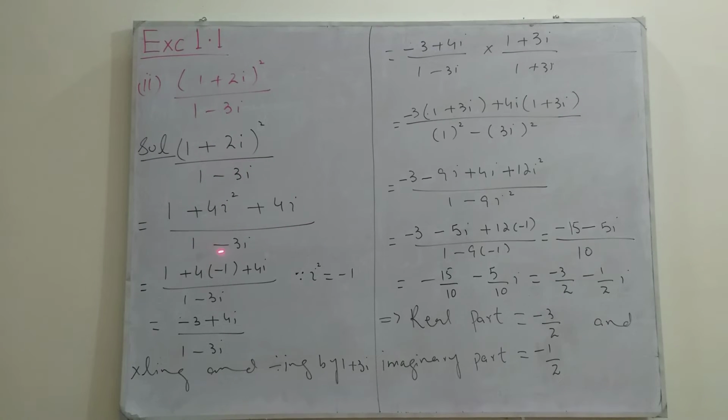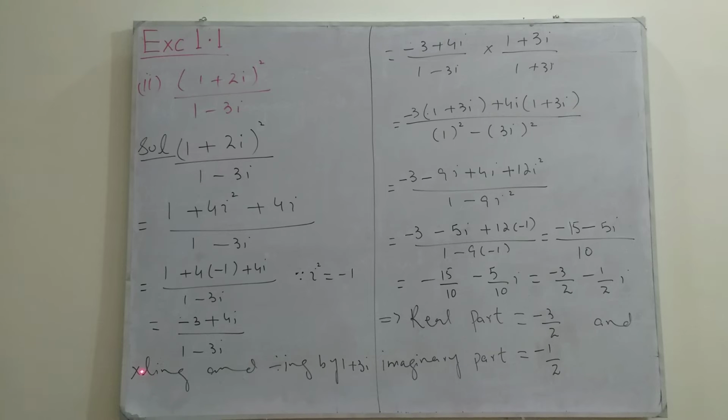And the denominator is the same. Here i² equals −1, so it will become 1 + 4 into −1 + 4i divided by 1 − 3i. 1 minus 4 is −3. So −3 + 4i divided by 1 − 3i.